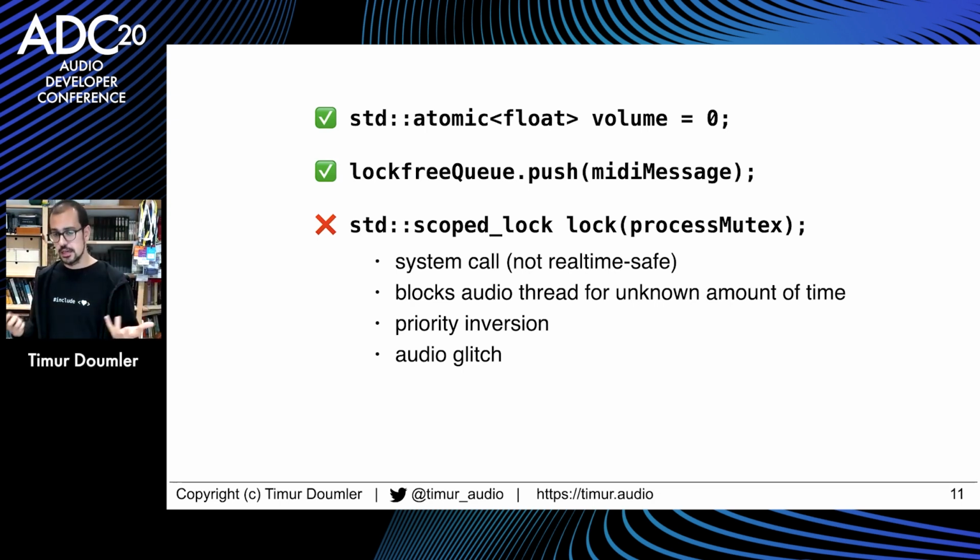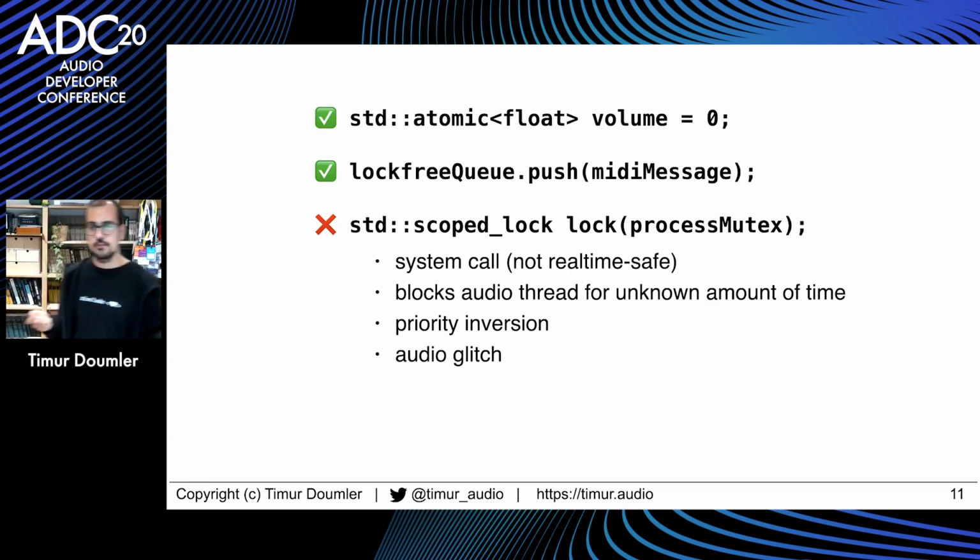And so all of this together leads to the fact that your probability of missing a callback and generating an audio glitch is higher than 0. And that is not good, because that basically renders your product useless, right? If you are glitching, that's not great. So we cannot use locks or mutexes to synchronize the audio thread with anything else.